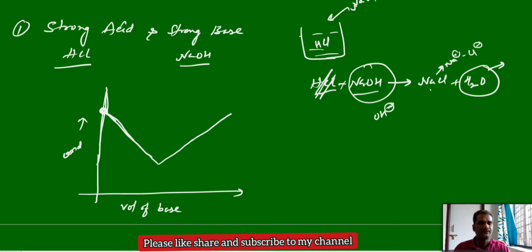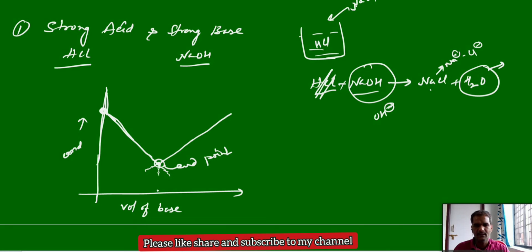After all consumption of HCl, if you still add NaOH, the conductance value increases. And here you can observe a sudden change at this point, between the decreasing and increasing of conductance values. If you extrapolate this curve like this and extrapolate this curve like this, you can see they intersect somewhere. And this is the end point. So by using this conductance graph, we can identify the end point.